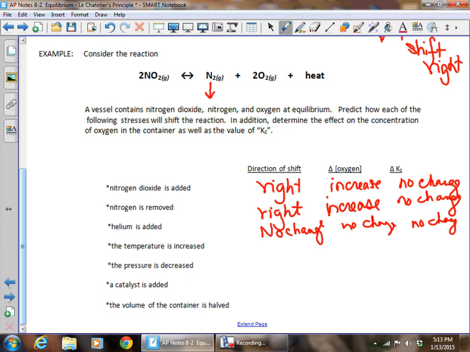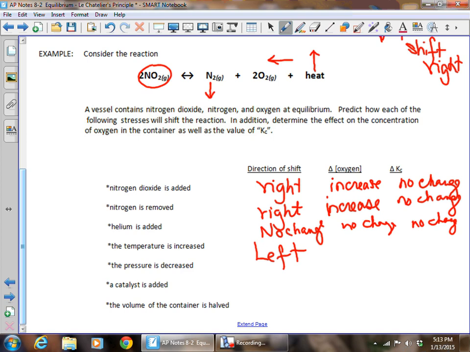The temperature is increased. So we're going to increase heat. Remember, if we increase a term, it's going to shift it in the opposite direction. So by increasing the temperature, increasing the amount of heat in the system, it's going to shift it back to the left this time. So we're going to have a shift left. The direction of the shift is left.